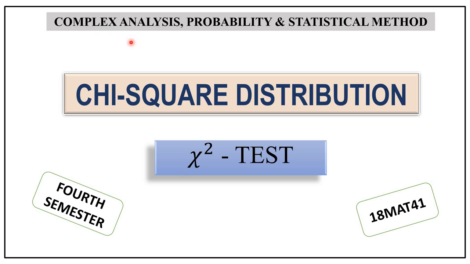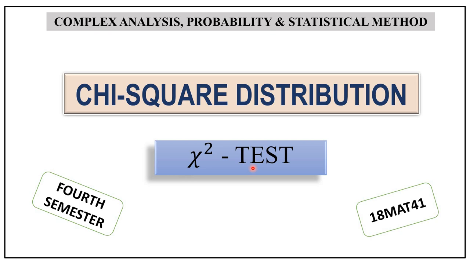In this session, I have taken the fourth semester subject called Complex Analysis, Probability and Statistical Method. In the previous video, we discussed sampling theory. I am going to continue that part. The remaining part is called the chi-square distribution, or chi-square test. This is what I am going to discuss.